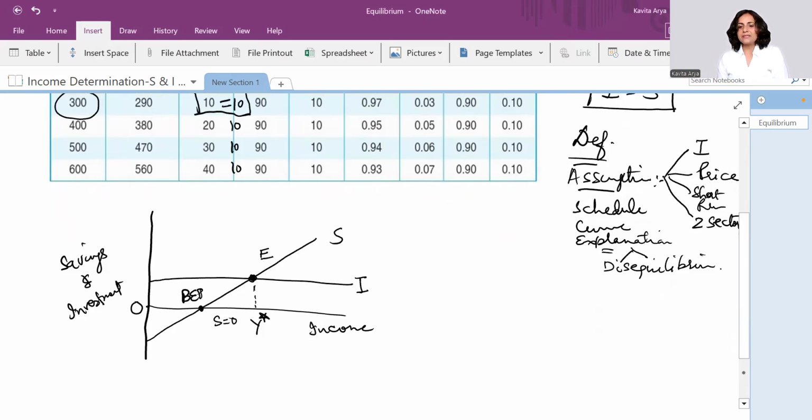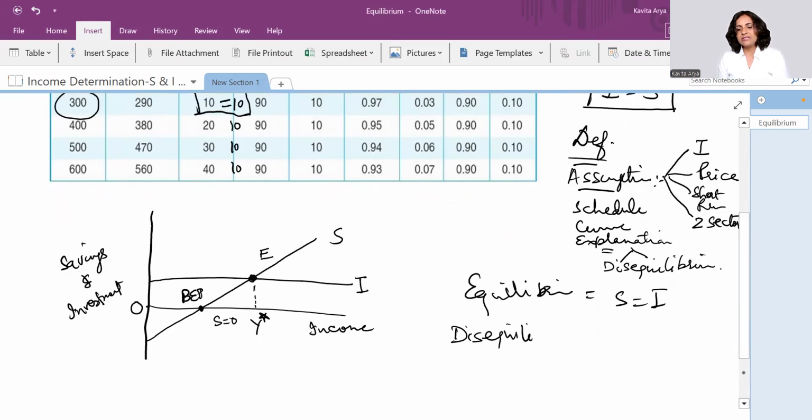And the last segment is the explanation. So how do we go about the explanation? Explanation, we have already said that the situation of equilibrium is S is equal to I. So S and I, we have already talked about Y star level of equilibrium. Now let's talk about the disequilibrium aspect.